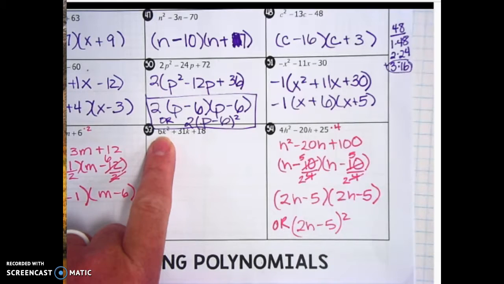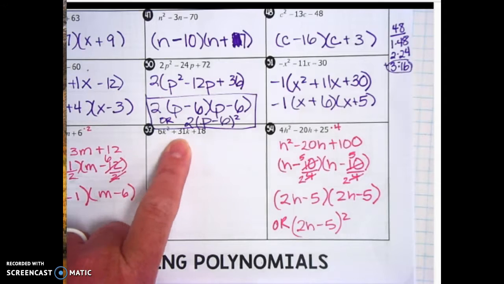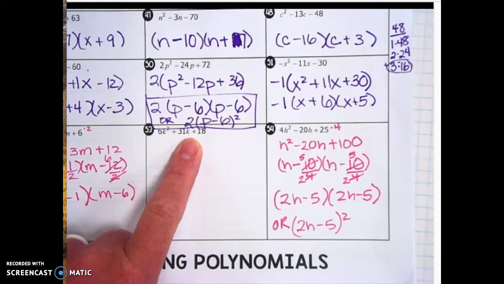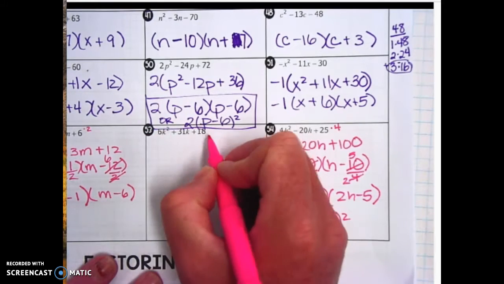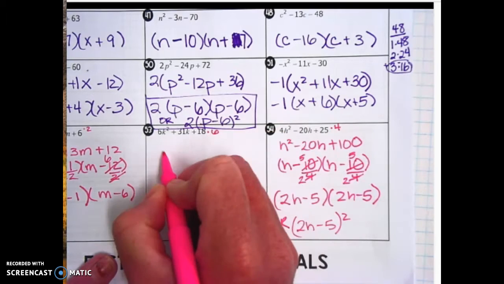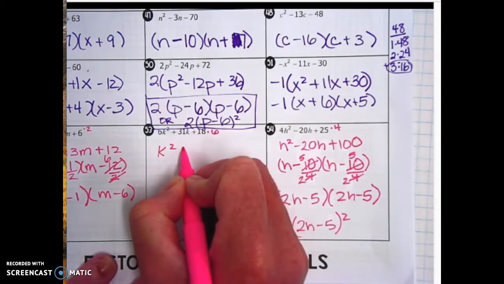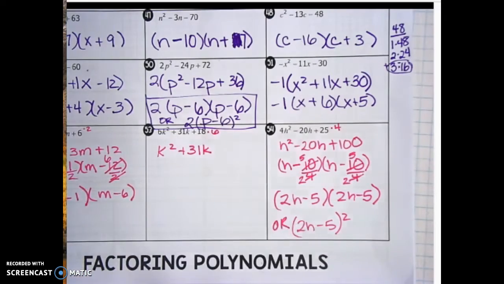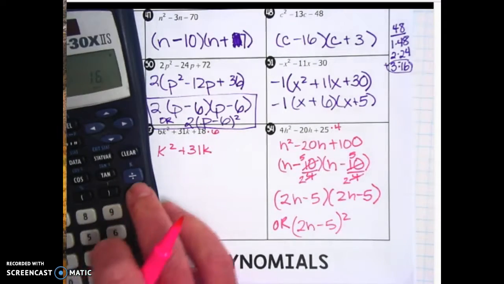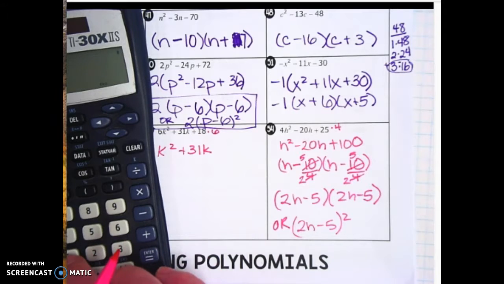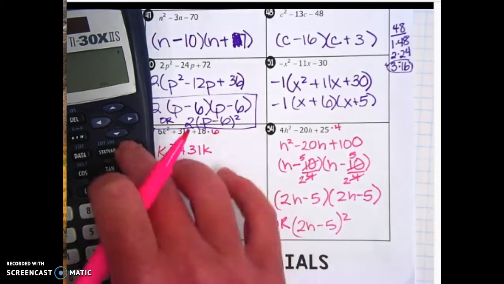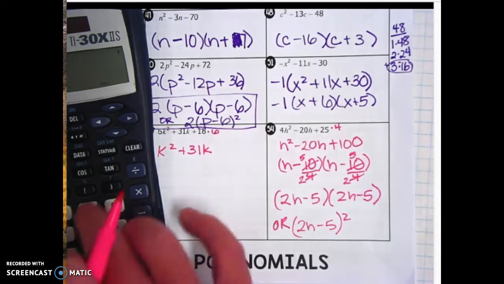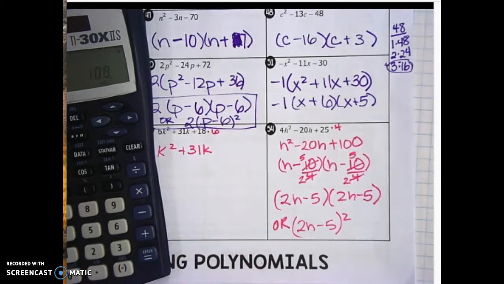You might need a calculator for box number 53. First you want to check and see if there's a GCF. There's not, right? So we take that a, which is 6, and multiply it by 18, which leaves us with k squared plus 31k. And then you take your calculator and multiply 18 times 6. So 108.